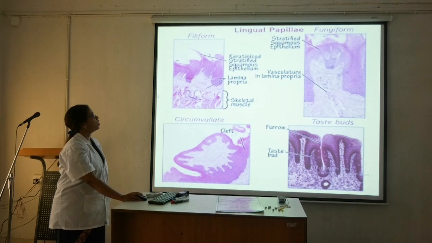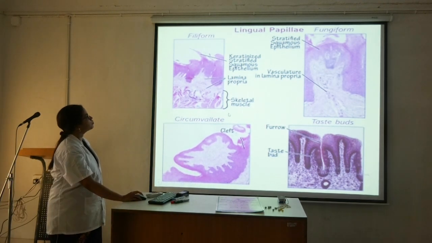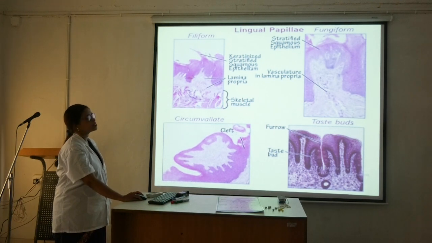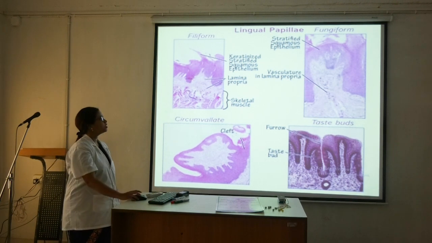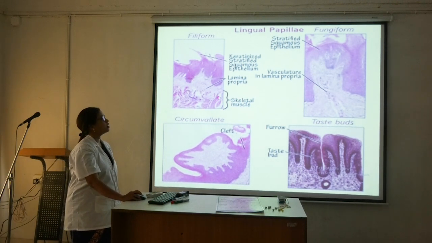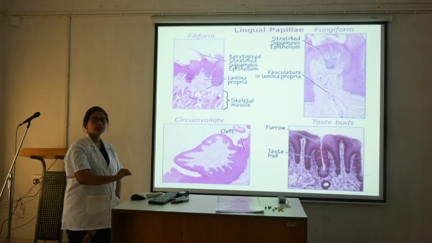To see these one by one, they have described. So first one is filiform. Filiform is keratinized stratified squamous epithelium. Filiform is rough and pointed, so it will be keratinized. It is seated on the dorsal surface of the tongue.